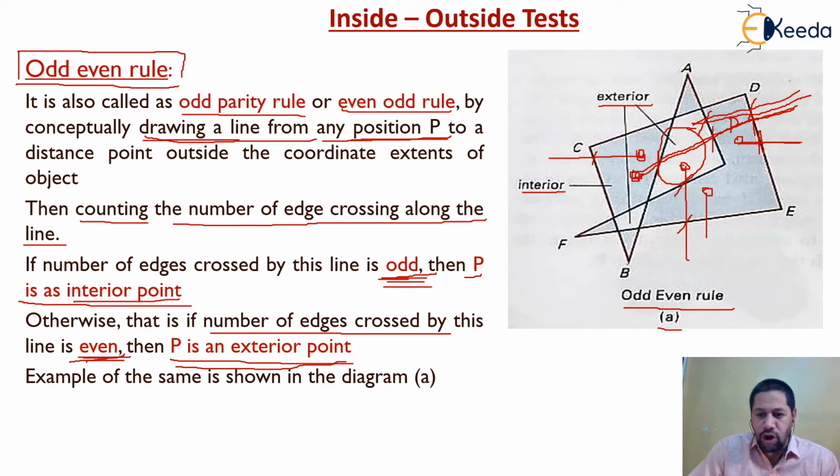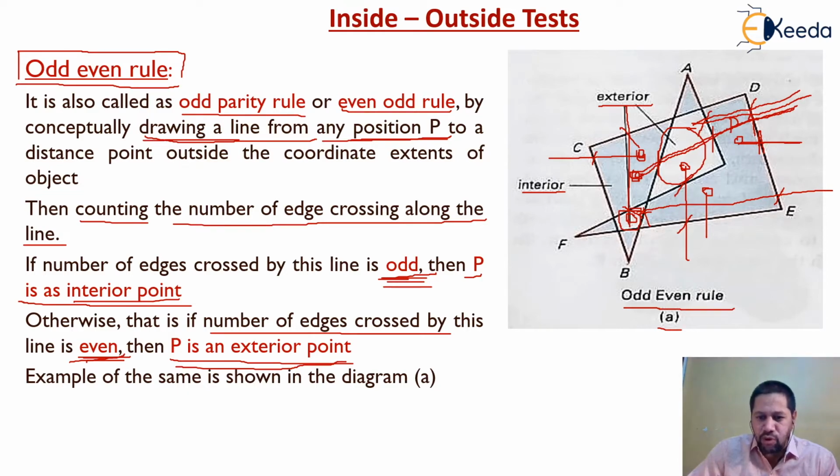Getting me? Now we talk about this particular area. Suppose I consider this is my point and I take this line. How many edges is it crossing? 1 and 2. 2 edges means it is even, so it is exterior. Or you may draw the line from here to here. This is 1, this is 2. Again it is even, so it is exterior. So this particular area is also exterior.